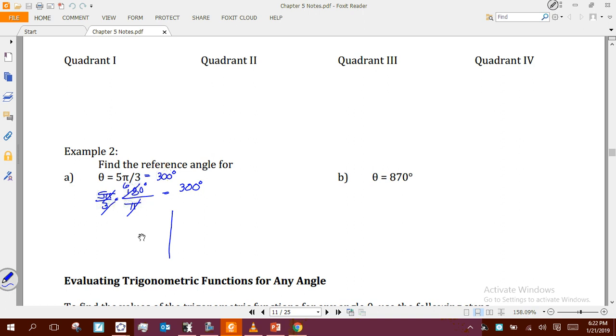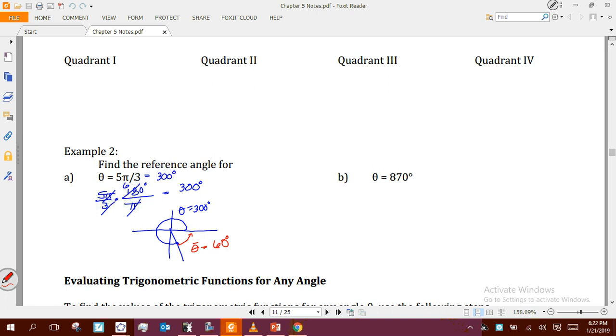So then, if I were to trace out 300 degrees, hopefully we could all agree that theta would be 300 degrees. So this red angle here that we call theta bar, or a reference angle, does it make sense that it has to be 60 degrees?